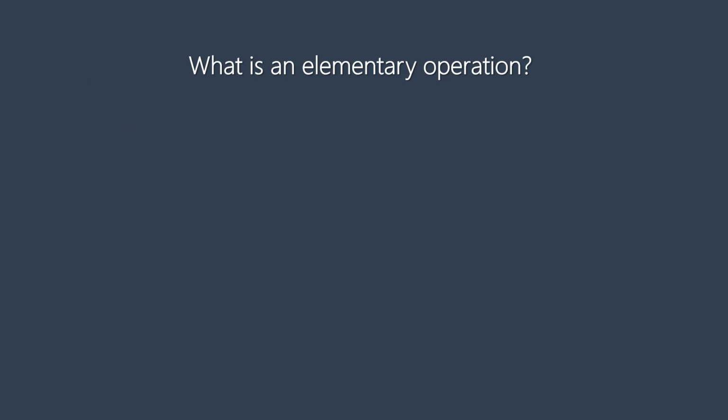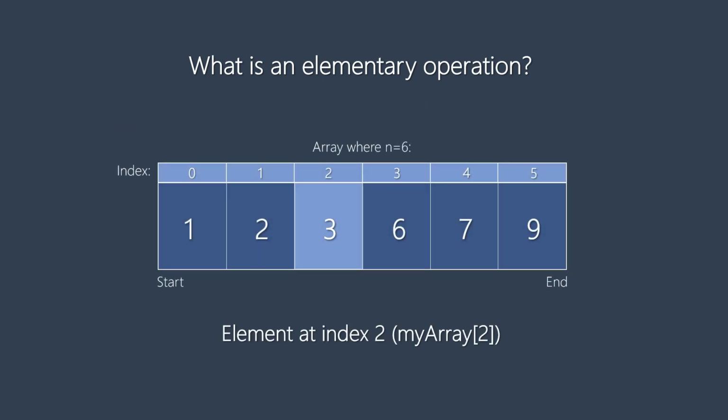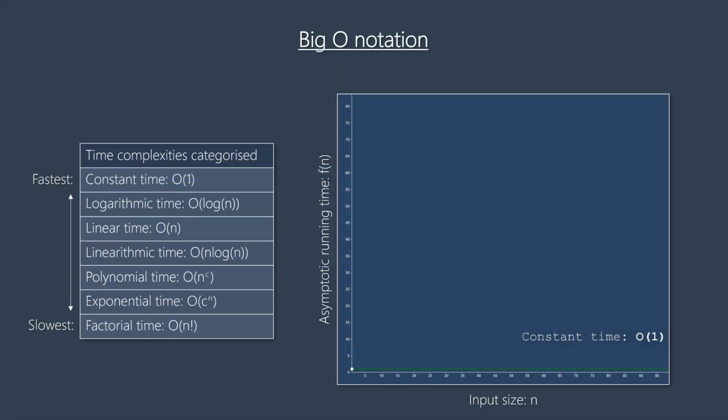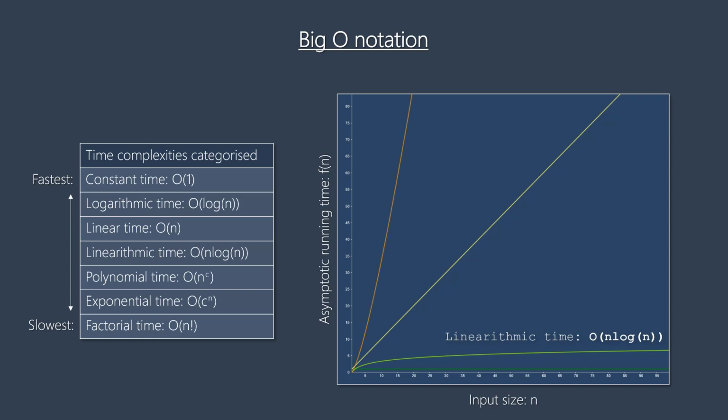An elementary operation is normally a basic read-write operation, such as an access to an array. We can represent asymptotic running time using big O notation. Big O describes a functional relationship between the input size of an algorithm and its respective asymptotic running time. Here we can see the different categories of time complexities, from fastest to slowest. For all of these time complexities, we are considering the upper bound of the running time of an algorithm.